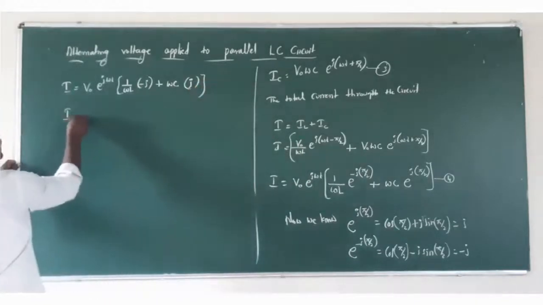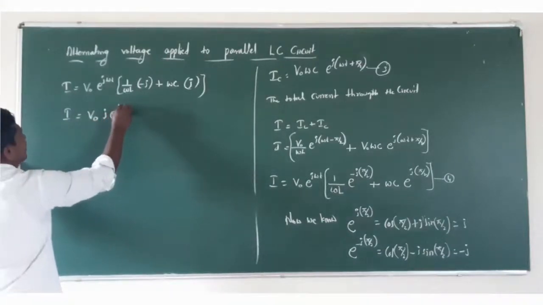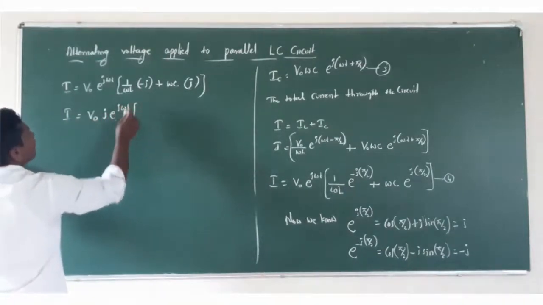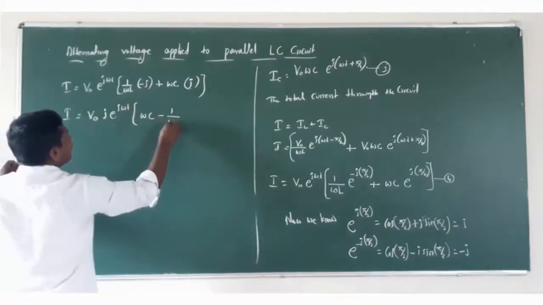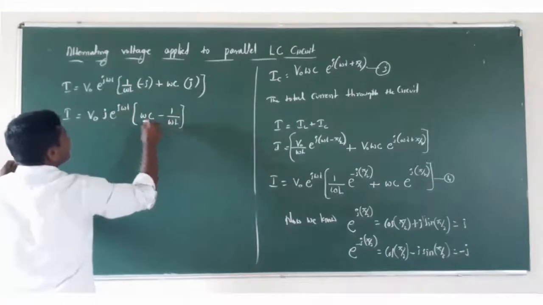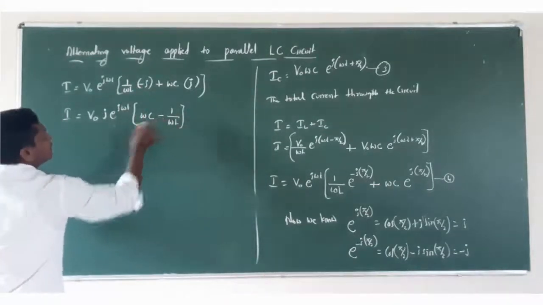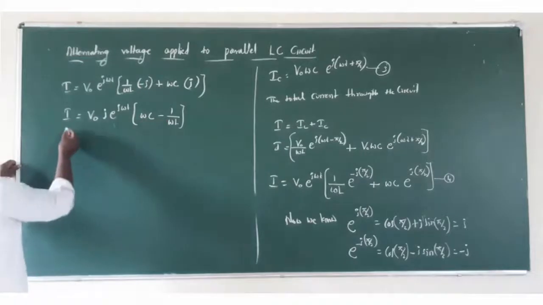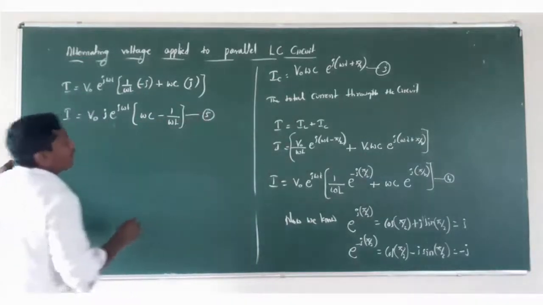Therefore, I is equal to V naught into j e raised to j omega t, and here omega C minus 1 divided by omega L we are going to get, because minus sign is there, therefore we wrote omega C. So, let us consider this one as equation number 5.